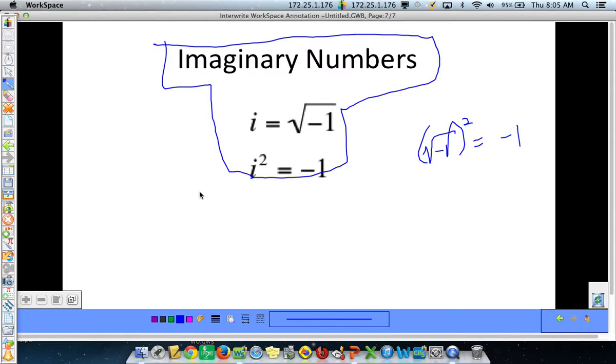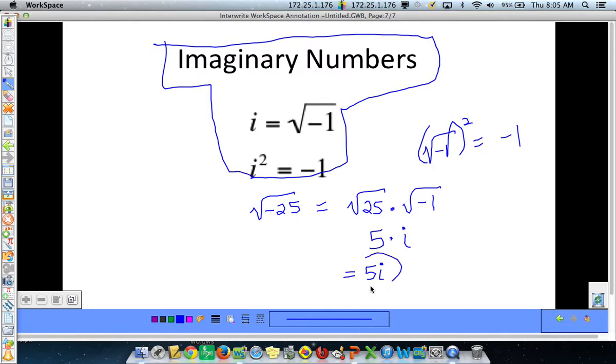So back to our previous problem, it said square root of negative 25. We can simplify that using i's now. That's the same as saying the square root of 25 times the square root of negative 1. The square root of 25 is 5. The square root of negative 1 is also known as i, so this is equal to 5i, the imaginary number 5i.